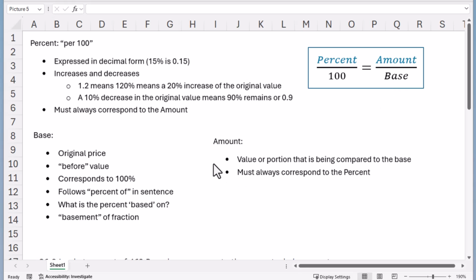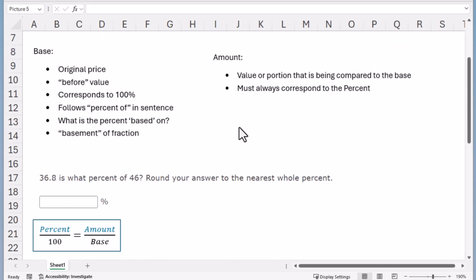Then the amount is the value or the portion that's being compared to the base. Sometimes it's how much did a price increase? Sometimes it's, well, how much is this compared to last year? And it always corresponds to the percent. So the percent and the amount in this math have to be talking about the same part of the problem. So I put them both in blue. Okay, let's try to make some sense of all of this. Let's take our first problem.